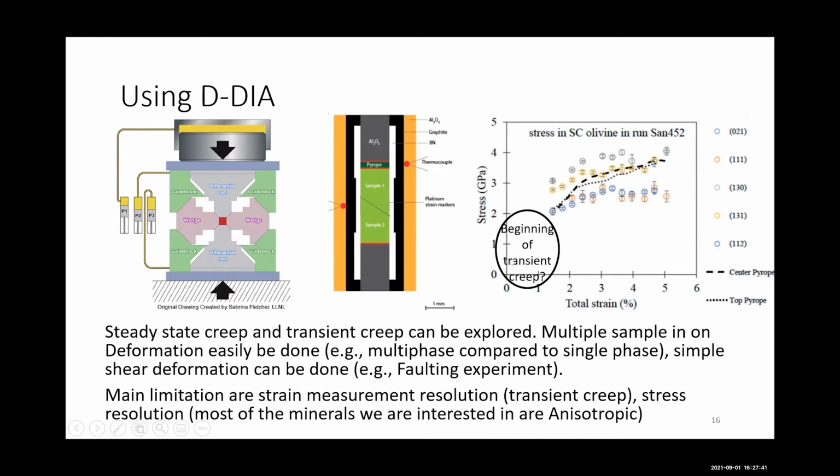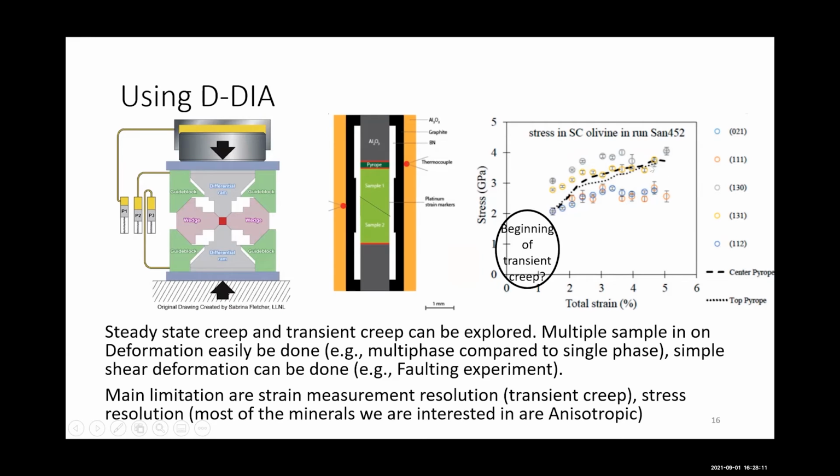The problem with using the D-DIA, and I think it's true for any deformation apparatus using X-ray synchrotron, is again, stress estimates are not very accurate because of anisotropy in the sample that we're studying. So here's an example of stress as a function of strain for San Carlos olivine, with large stress estimates for different populations of grains. So we don't really know what the stress is here.